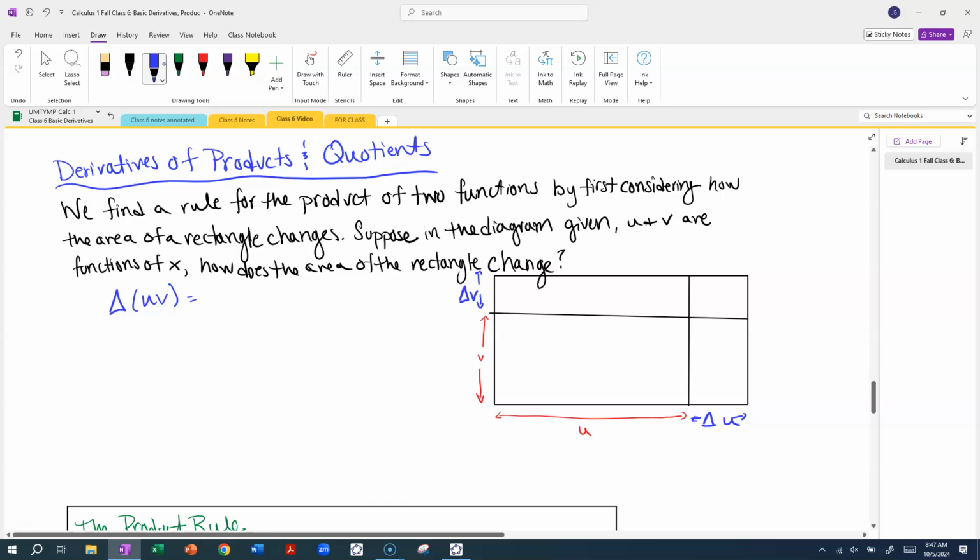This would be computed, so the new area would be U plus delta U times V plus delta V. Okay, and then, so that's the new area, and then the change, well, we have to subtract the old area, right? The old area was UV. Okay, and so as you go through the arithmetic, this would simplify to U delta V plus V delta U, and then plus delta U delta V. Okay, and delta is just a symbol used to mean change in.